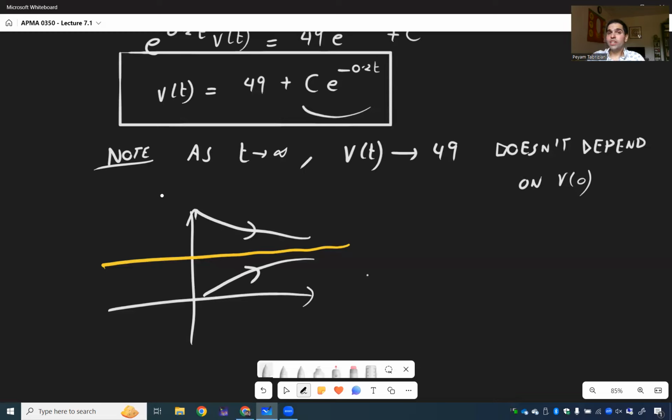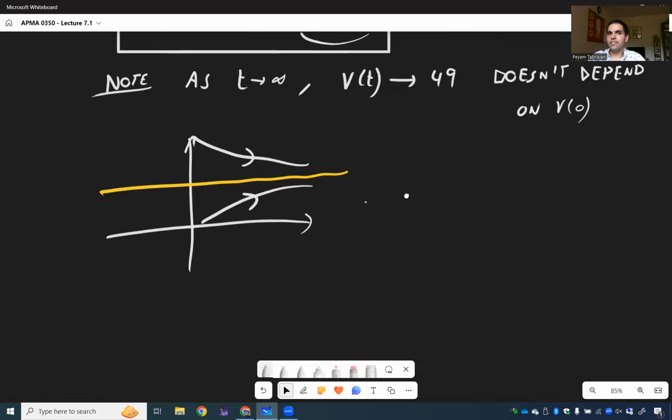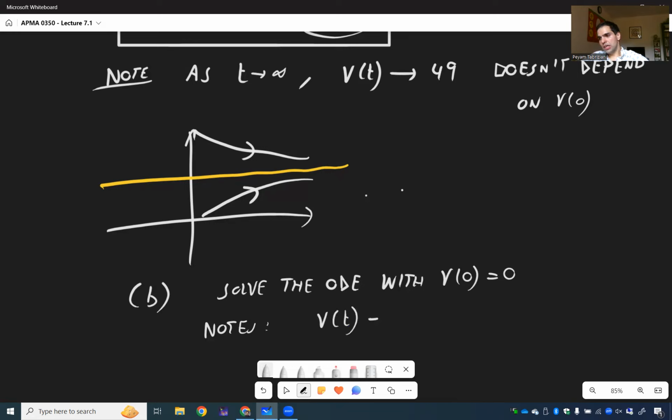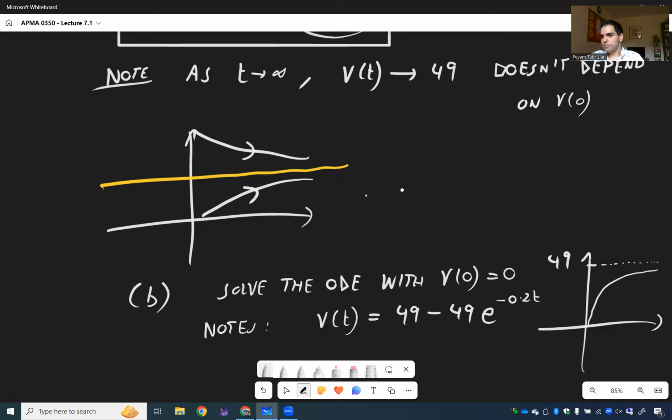And then using this, we can solve other cute problems that you can see in the notes. I mean, one thing you can do, of course, is to solve the ODE with some initial condition, with v of 0 equals 0. And then in the notes, you'll find that v of t is 49 minus 49 e to the minus 0.2t. And it looks like that. You might start slow, but then it's just accelerating until it reaches 49.